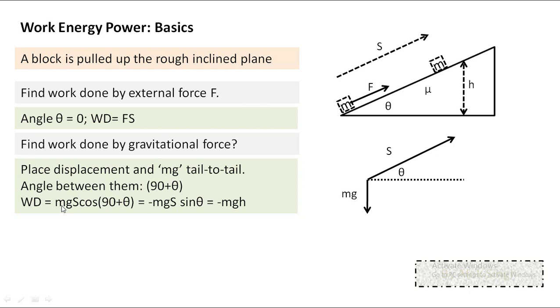Hence the work done will be the magnitude of force into the magnitude of displacement into cos of the angle between the two vectors tail to tail, 90 plus theta. Cos of 90 plus theta is minus sin theta. Hence the work done will be minus mg into s into sin theta. What is this s sin theta? This is s, this is theta. S sin theta is the opposite side, which is h. Another way to understand it: s sin theta is the vertical component of displacement, which is h. So the work done by the gravitational force is minus mgh.